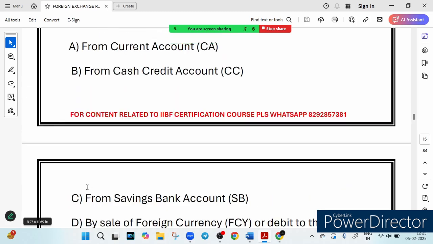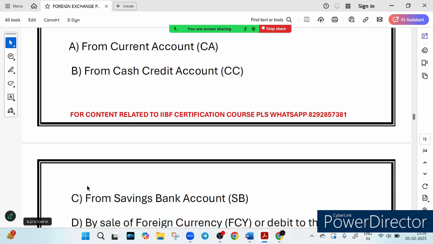So let's analyze each and every option. The current account is typically used for day-to-day banking transactions like deposits and withdrawals. However, when it comes to the collection of monthly interest on PCFC, the interest is not collected from the standard current account, right? Option B says from cash credit account. This is also not correct.